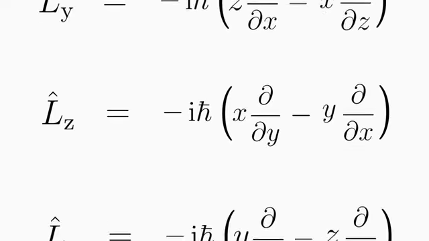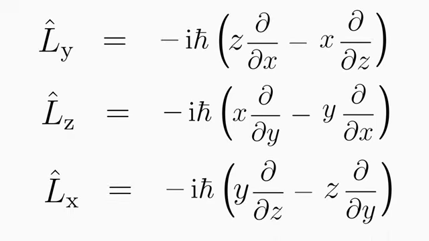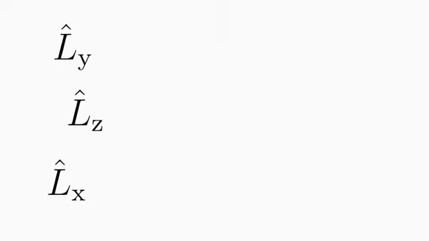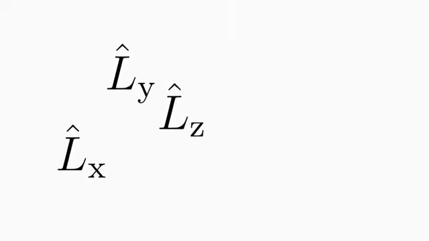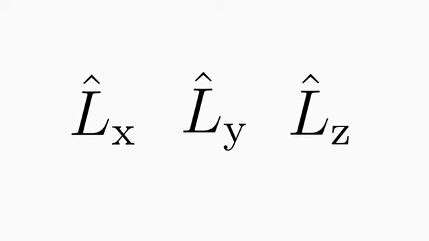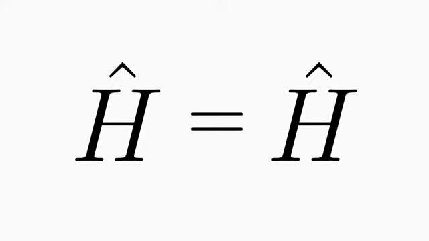Alright, we have constructed angular momentum operators. The question now is, are Lx, Ly, and Lz Hermitian operators? This is important because only if they are Hermitian operators, they represent physical quantities and can be measured in the experiment. A Hermitian operator, h hat, is equal to its complex conjugate, h dagger.